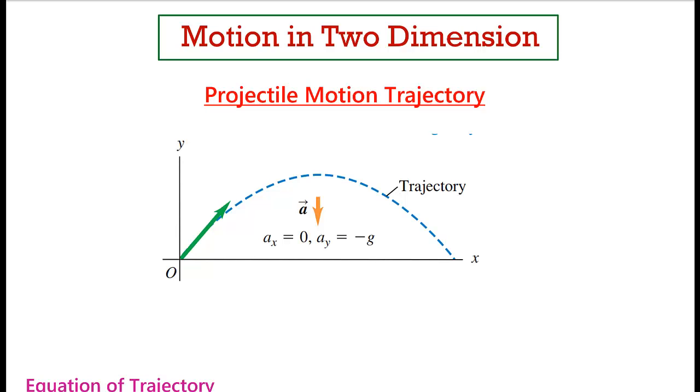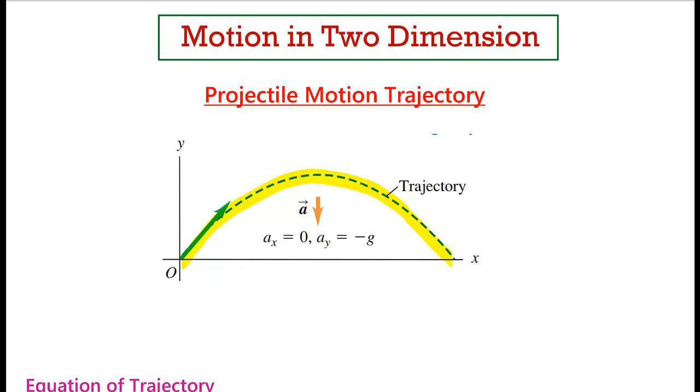So what is trajectory? Trajectory is the path in which a projectile moves under the gravitational field. So we want to find the equation of motion for this path. This is basically the trajectory. Sometimes in mathematics this is also called finding the locus. So what are the points through which this object is moving?